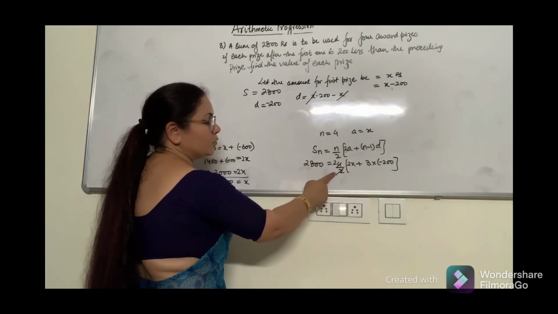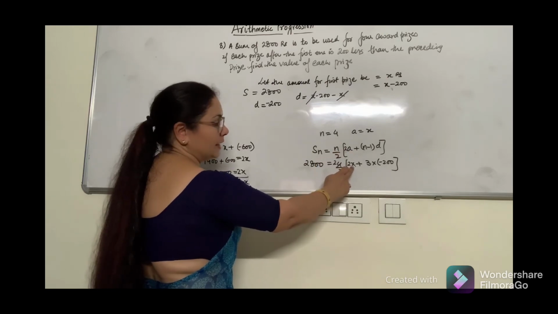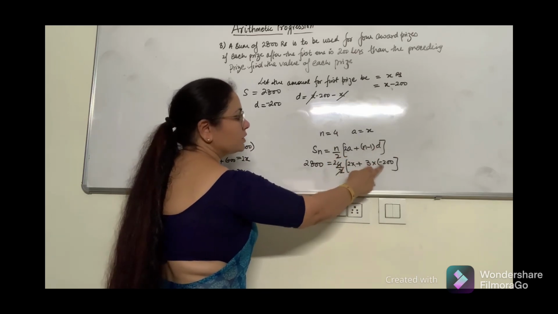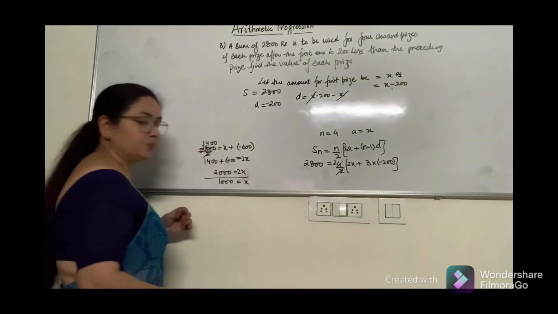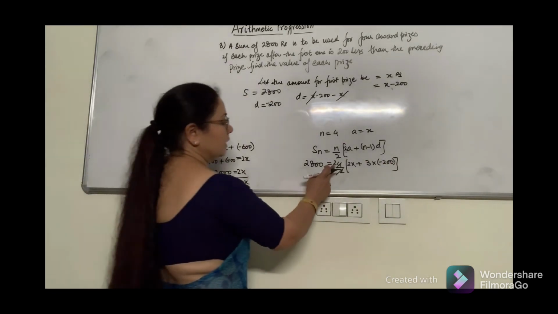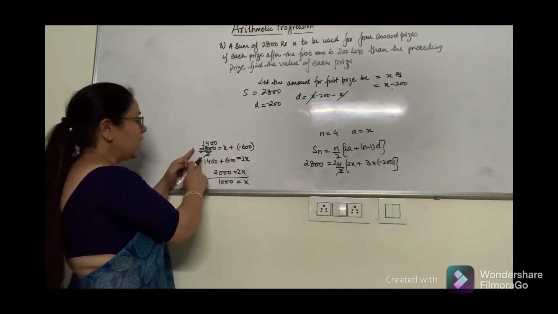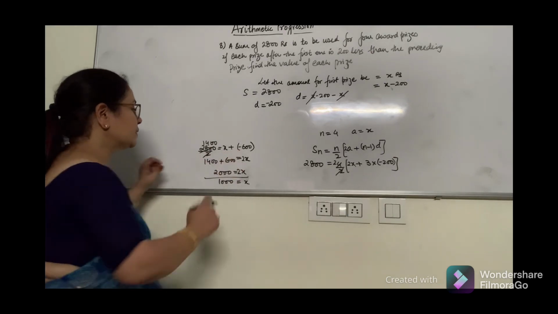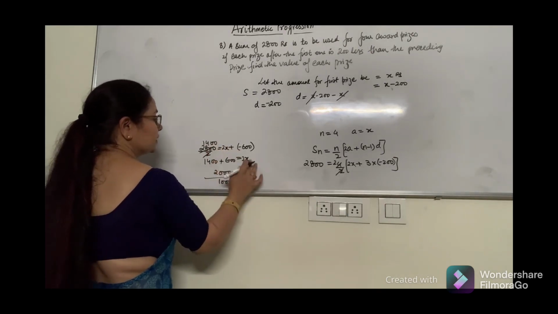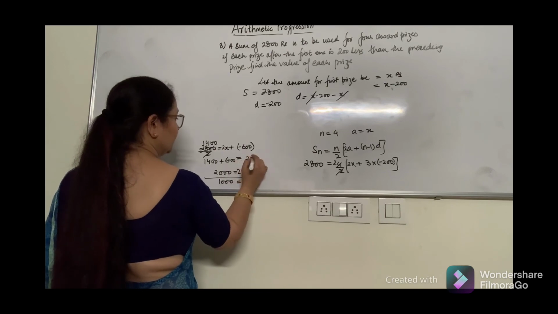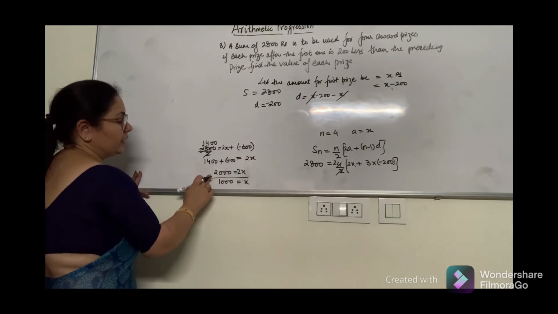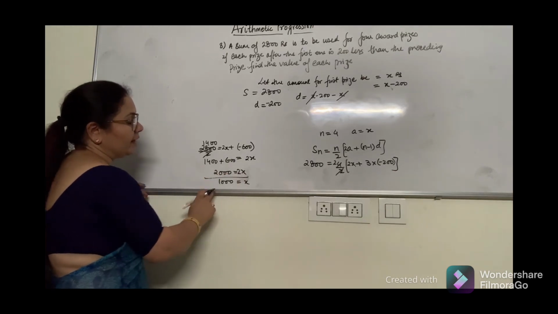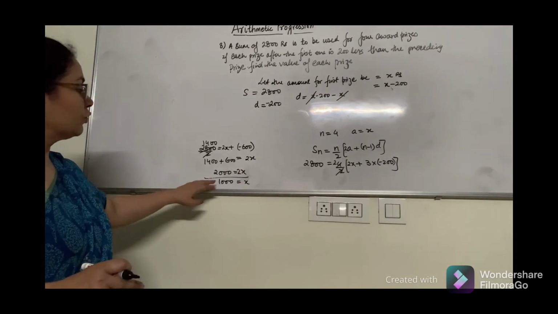So n is 4 by 2, and 2a, where I am keeping a as x, so 2x, and n minus 1 is 4 minus 1, which is 3, and the common difference is minus 200, in a bracket. I'll put 2800 here and divide by 2, I'll get 1400. And I'm getting 2x plus 600, and 1400 plus 600 gives me 2000. So 2x is equal to 2000, and dividing by 2, I'll get 1000 rupees. So the first prize is 1000 rupees.